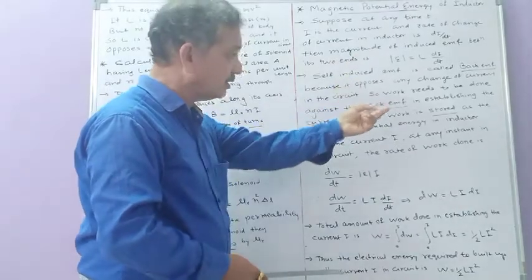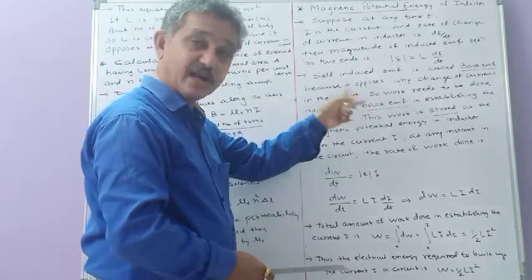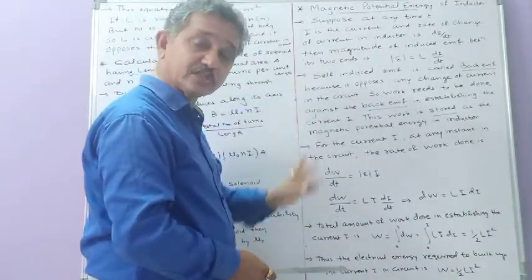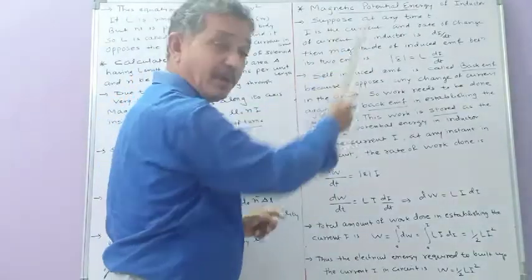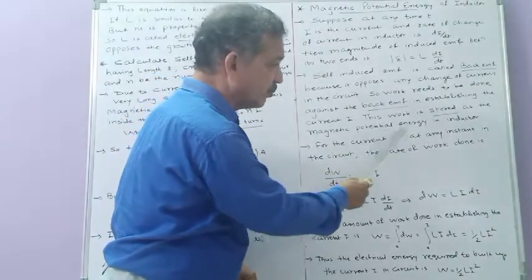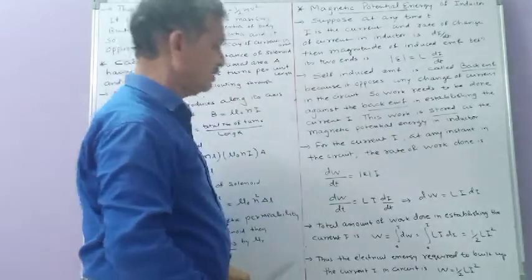But here the work is done against the back EMF, against the self-induced EMF. That's why that work is stored inside the inductor in the form of magnetic potential energy. So this work is stored as the magnetic potential energy in the inductor.